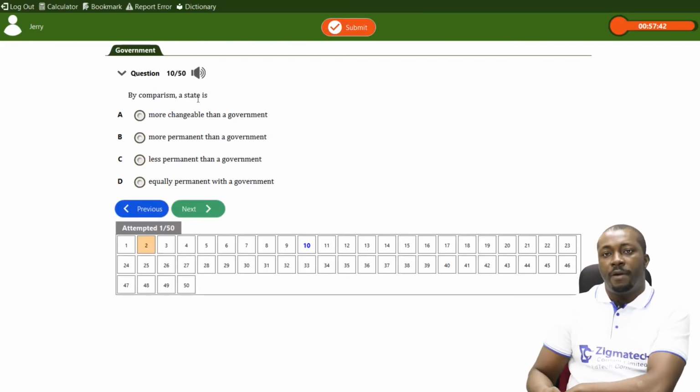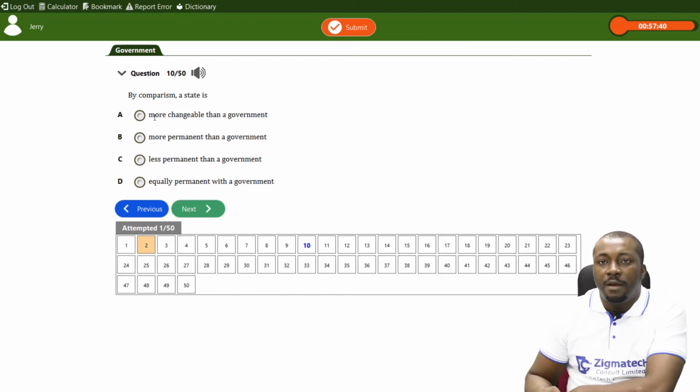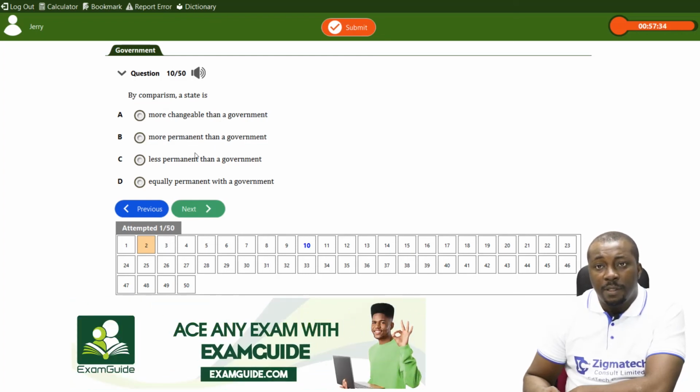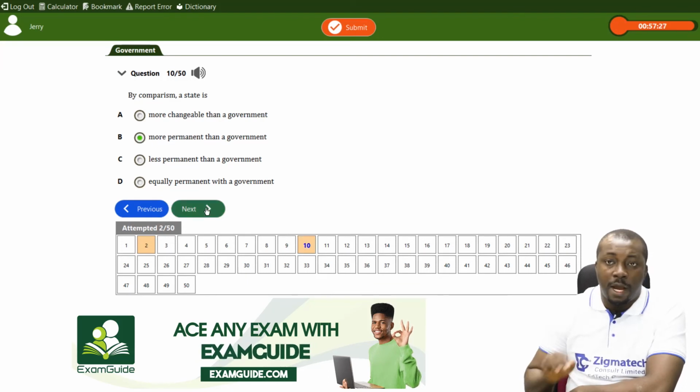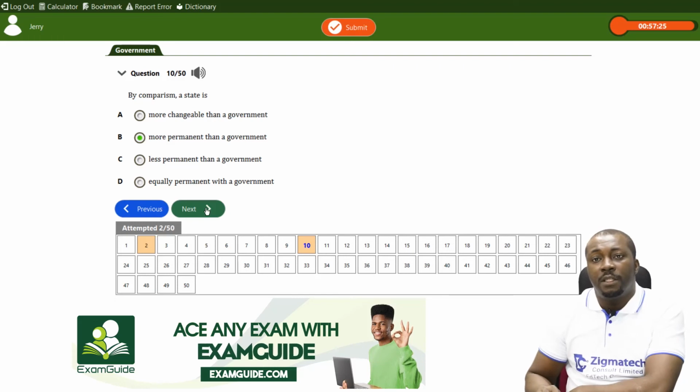Now, by comparison, a state is A, more changeable than government? No, it's government that changes. More permanent than a government? Less permanent? Equally permanent with? No, it's more permanent. That's what we did as a feature and also difference between the state and government.